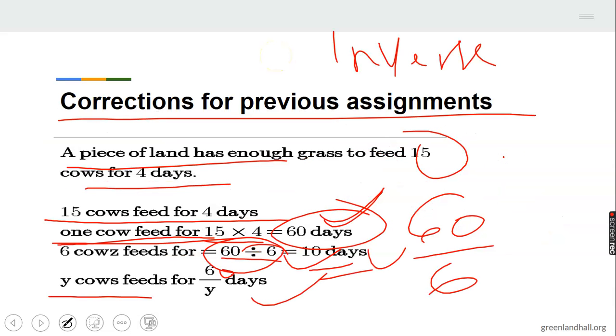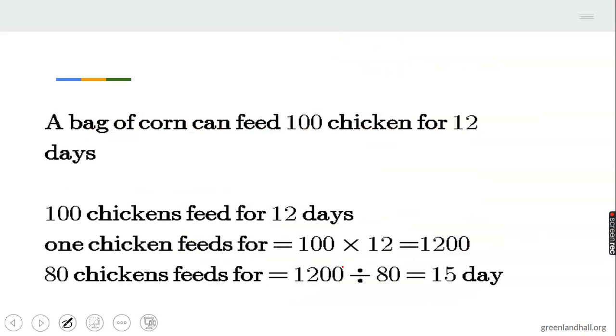Unlike this one, few workers, longer time, while more workers, shorter time. When the cows were 15, they could only feed for 4 days. When it was one cow, it could feed for 60 days. But when there were six, 10 days. That is how proportion works.